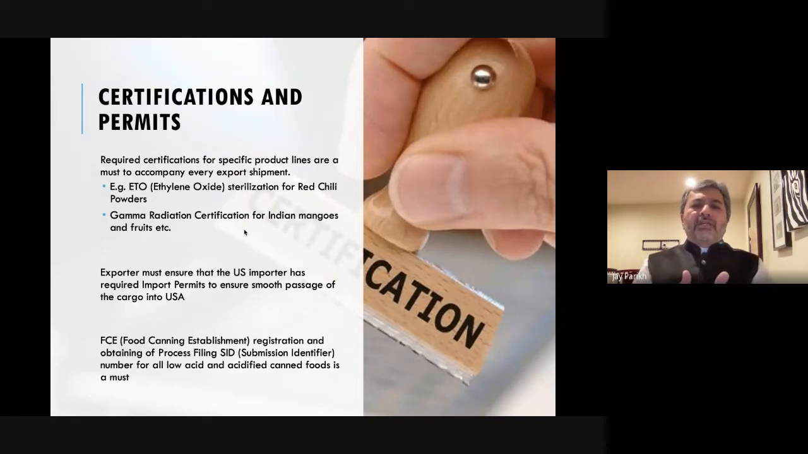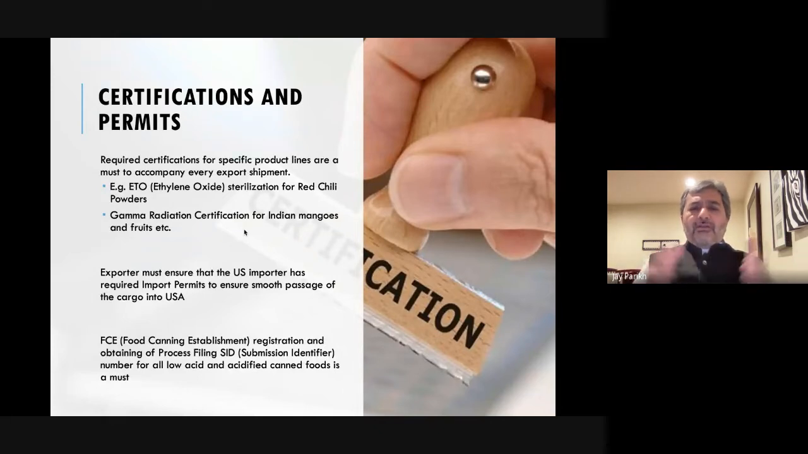But then you will perhaps break the relationship with them, because they will encounter a problem and say, we do not want to come back to you at all. So please make sure that they have the required import permits. For example, going back to the food part, the canned products, like the mango pulp coming from India, rasgulla, gulab jamun, and those kinds of things coming from India in tin cans. Now, for tin cans, the FCE registration is required, the Food Canning Establishment registration, and they need to have an SID number, which is a submissions identifier. If that number doesn't exist, then they can refuse and reject, and you either have to destroy that cargo or send it back to India, which is way too expensive.